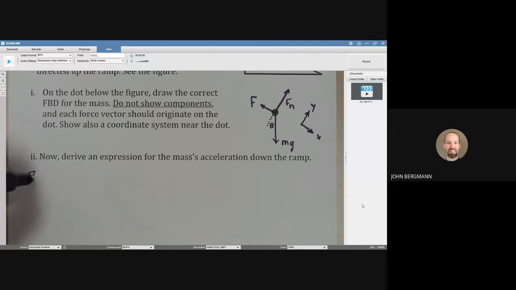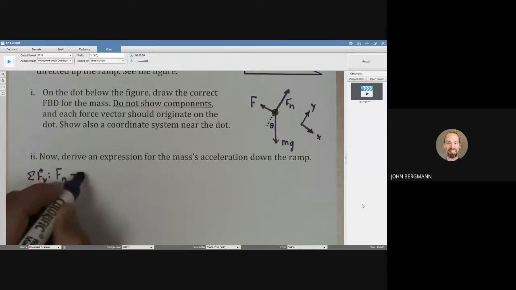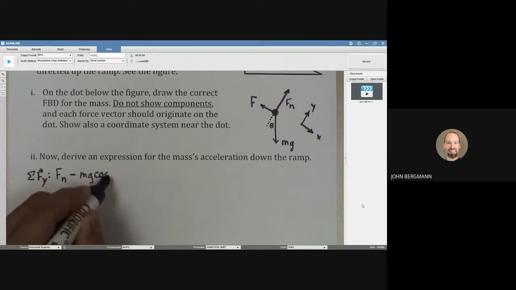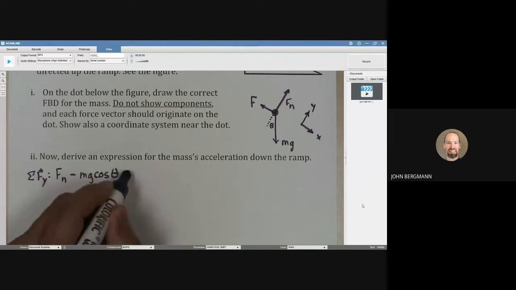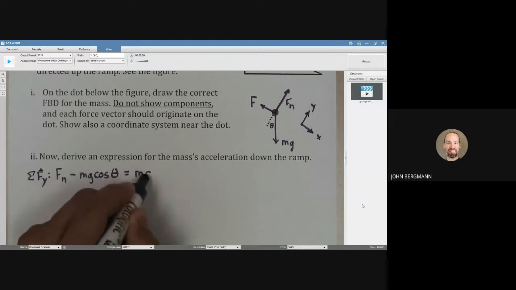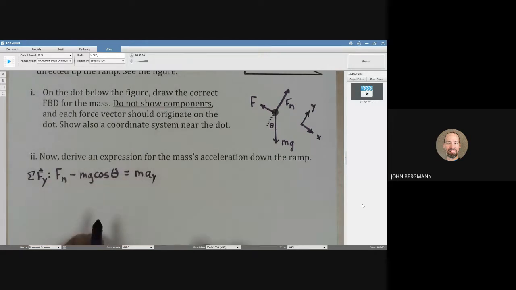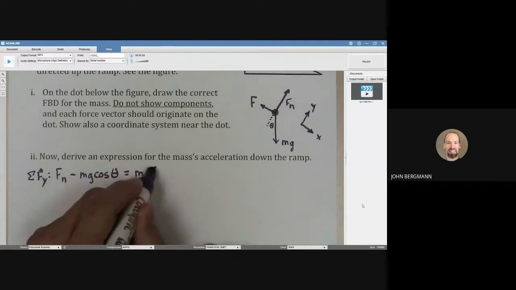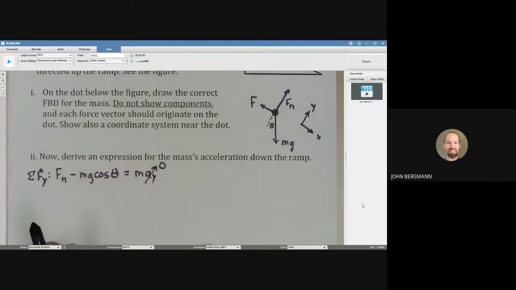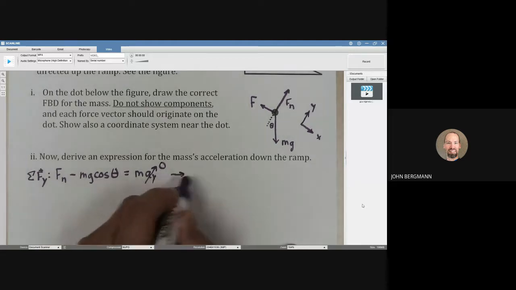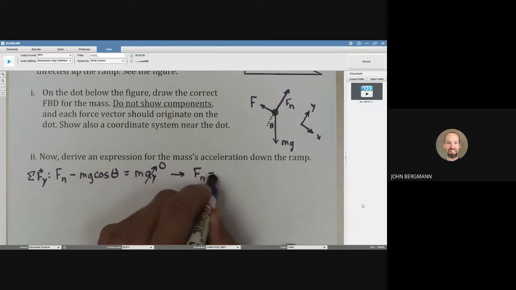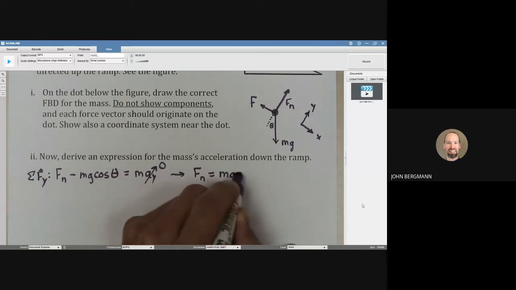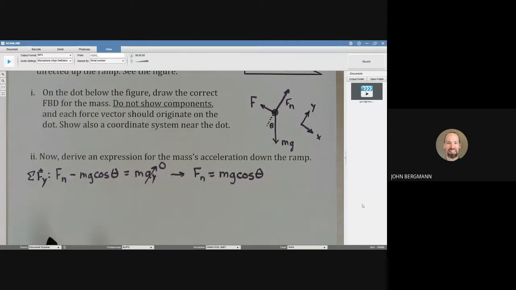Let's sum the forces in the y direction. And that's going to be Fn minus mg cosine theta. And according to Newton's second law, that should equal the mass of the object times the acceleration in the y direction. Now, the acceleration in the y direction is 0. It's not accelerating into the surface or off of the surface, which means that in this case, the normal force is numerically equal to mg cosine theta.